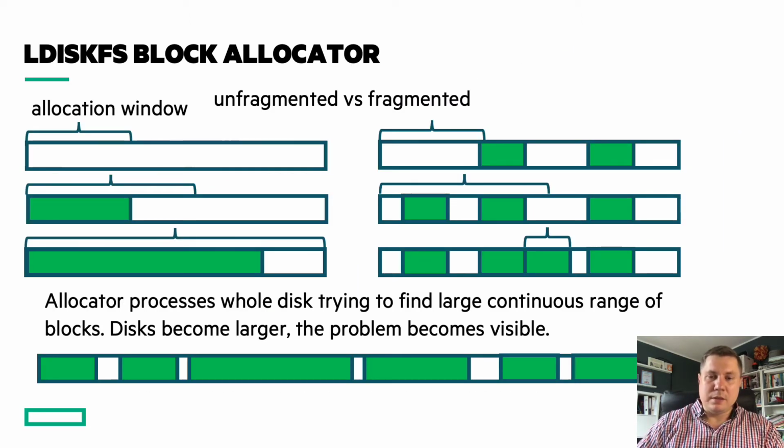The first general problem is fragmentation. When a partition becomes fragmented, we see some strange effects. When a partition is empty, the block allocator tries to allocate as many free blocks as possible. It starts from some allocation window.